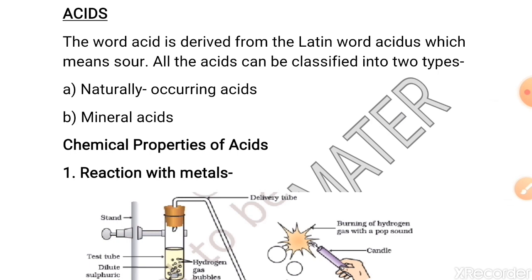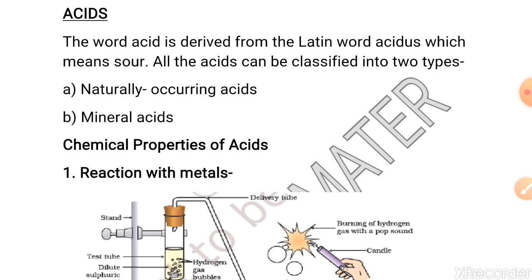Now, what are mineral acids? The mineral acids are strong acids. These acids are called mineral acids because they are prepared from minerals. Some commonly used mineral acids in laboratories are sulfuric acid, hydrochloric acid, and nitric acid. So, now we will look at the chemical properties of acids.